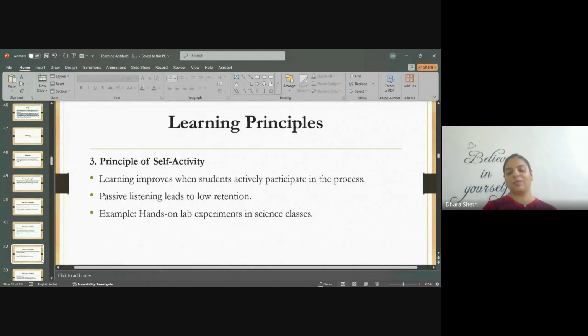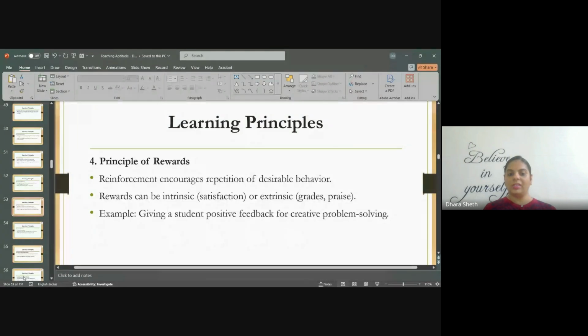But in classrooms, we do have a bigger scope for self-activity, like hands-on lab experiments. Principle of rewards: when you score well, you get a reward. The first, second, third rankers get rewards. You get trophies for winning competitions. So it encourages repetition of desirable behavior.